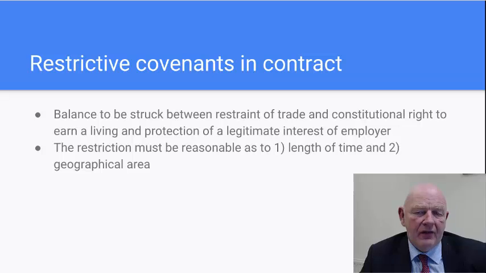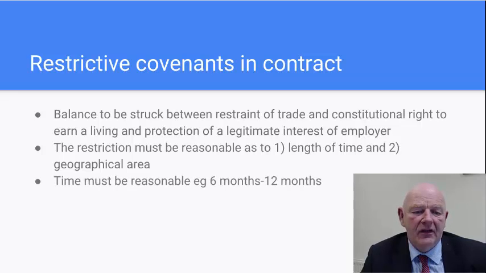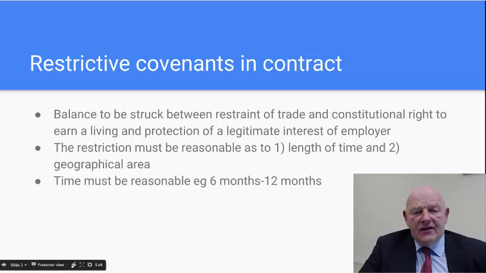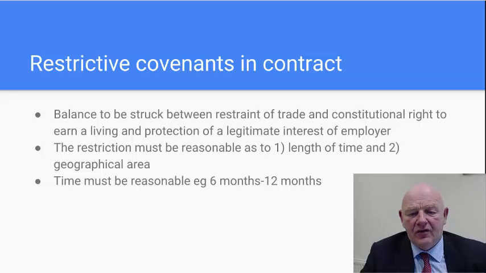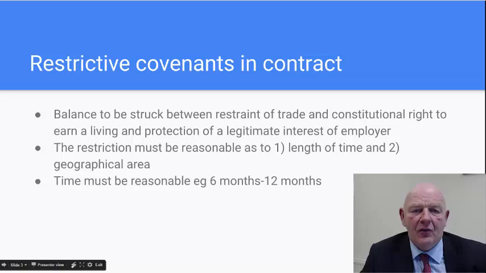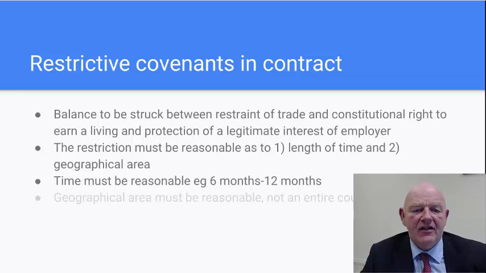Any restrictive covenant, any non-compete clause must be reasonable, and it must be reasonable as to the length of time and the geographical area that's sought to be covered. Time, 6 months is reasonable. Anything above 6 months is questionable, but you might get away with 6 to 12 months. However, the likes of 2 years, 18 months or longer would be hard, I believe, to enforce as being necessary and reasonable. The geographical area must be reasonable also, not an entire country, for example.